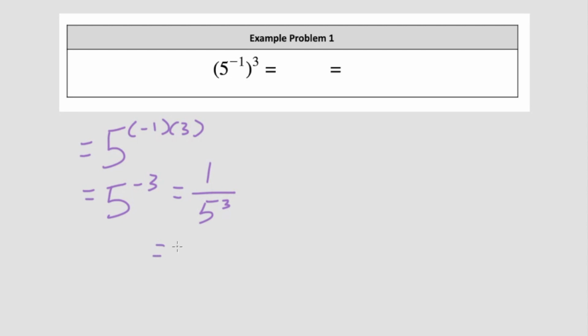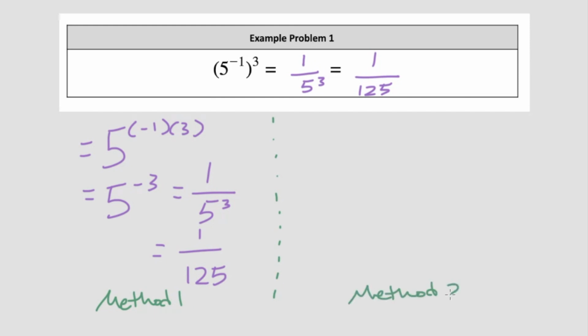Notice how here, as we did in the last video, I am taking the reciprocal of the original when I have a negative power. I next know that 1 over 5 to the power of 3 is equal to 1 over 125. 5 times 5 times 5 is equal to 125. So that's method 1. But let's look at what other methods there might be. Yesterday we learned that there are multiple different methods, and today I want to show you another one.